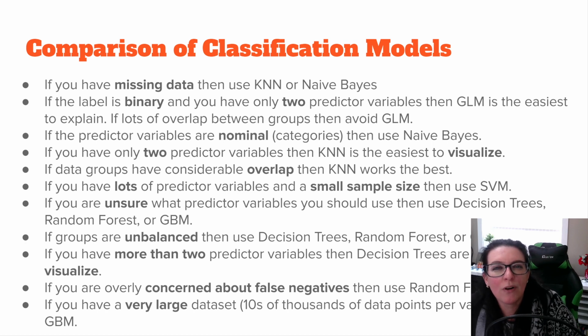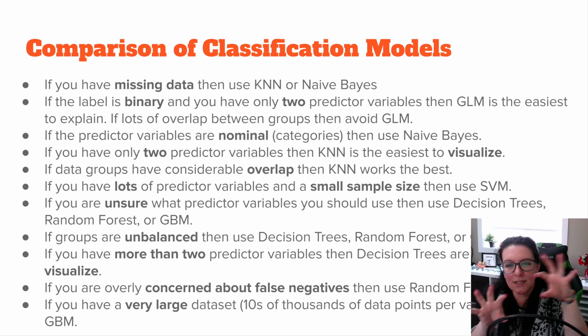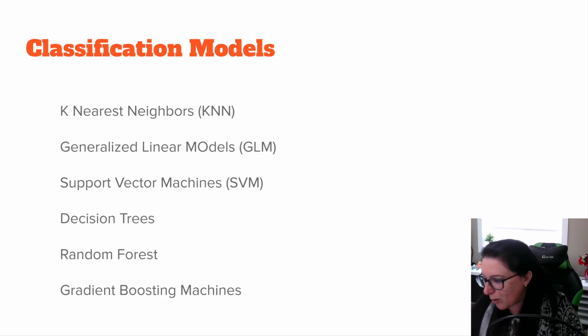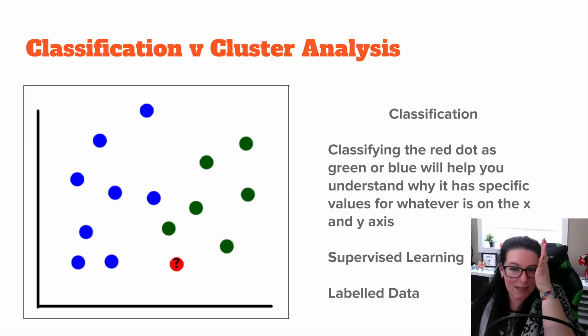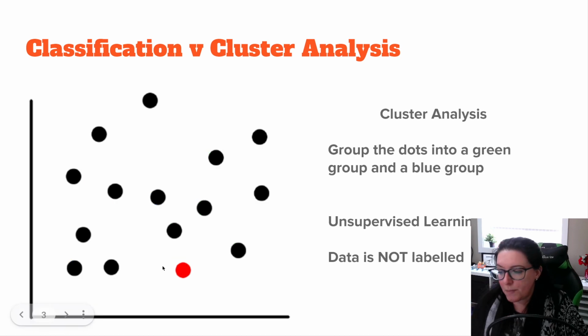If there's lots of overlap between the groups, if it's really hard to distinguish that green and blue, if we go back here they're pretty well separated, right? Green, blue. If there's a lot of overlap, then the generalized linear model is not going to be as appropriate.